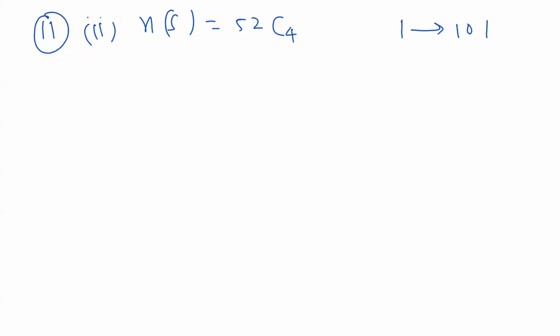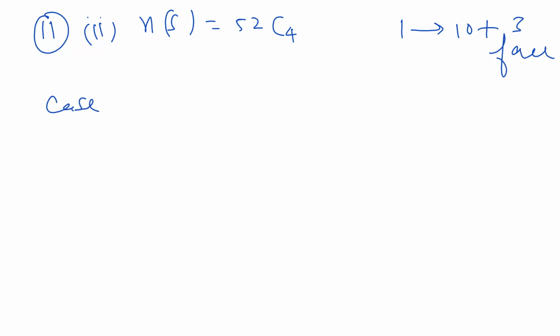Question number 12, sub question 2. I'll just write down N of S. N of S is equal to 52C4. All four cards will be of the same number. See, same number we have discussed some time back, right? So basically same number indicates 1 to 10 and 3 face cards.